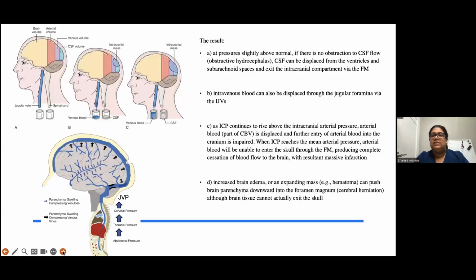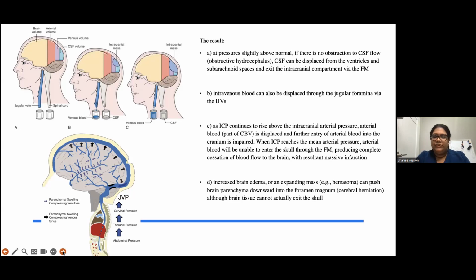So the result is that pressure is slightly over normal if there is no obstruction to CSF flow. CSF can be displaced from the ventricles and subarachnoid spaces and exit the intracranial compartment via the foramen magnum. Intravenous blood can also be displaced through the jugular foramina via the internal jugular veins. And as ICP continues to rise above the intracranial arterial pressure, arterial blood is displaced and further entry of arterial blood into the cranium is impaired.